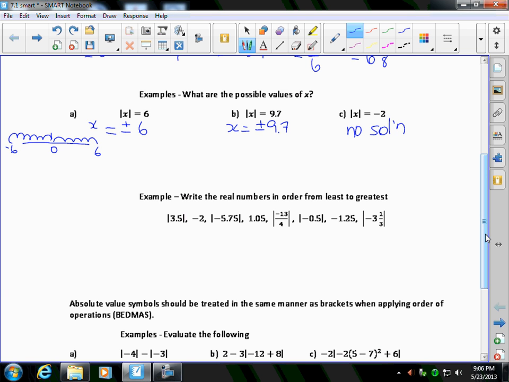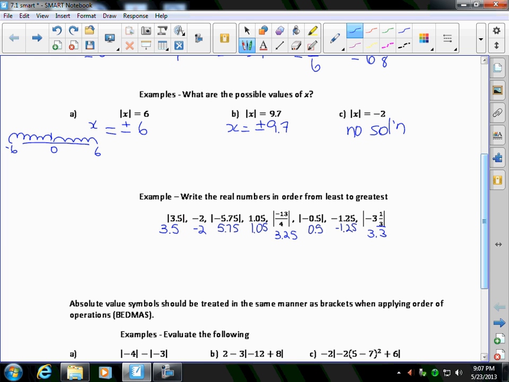So the absolute value of 3.5 is just 3.5. Negative 2 has no absolute value, so that's just a negative 2. Negative 5.75 is in the absolute value, so it would just be 5.75. 1.05 stays the same. Negative 13 over 4 is the same as 3.25, and since it's in the absolute value, we drop that negative. Absolute value of negative 0.5 is 0.5. Negative 1.25 has no absolute value sign, and then negative 3 1/3, absolute value of that is 3.3333 repeating.